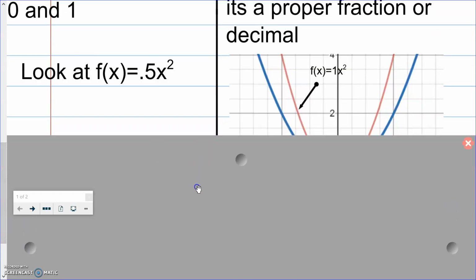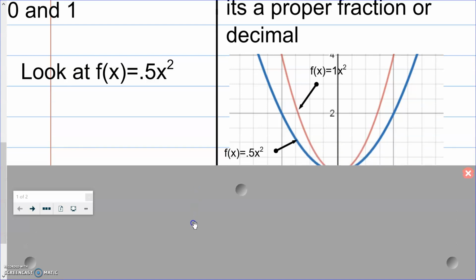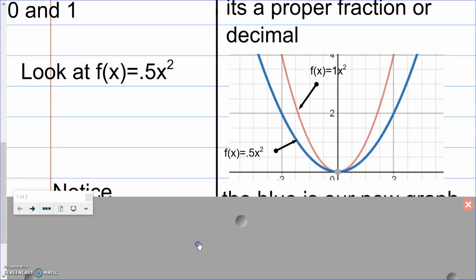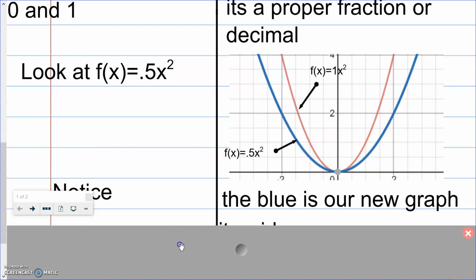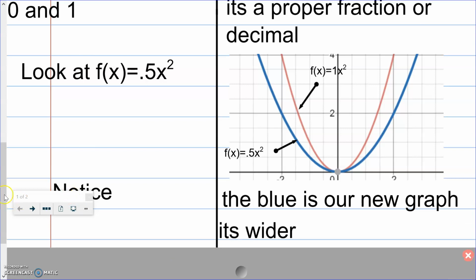Whenever we have a decimal plugged in for a, and we're going to be putting in 0.5 in this example, so we have f of x equals 0.5x squared, the graph gets wider. Our original graph was red, f of x equals x squared. This is our parent graph. Our new graph with a decimal or a fraction in front gets wider. Notice the blue is our new graph, and it's wider.